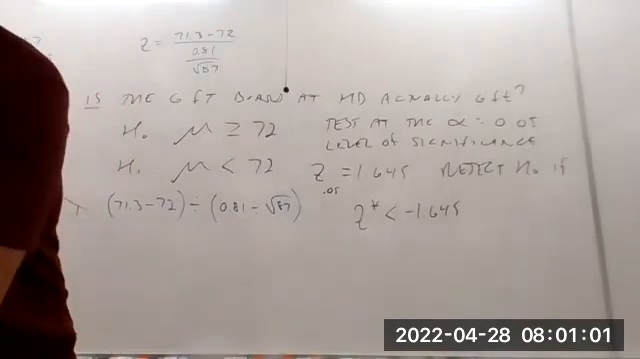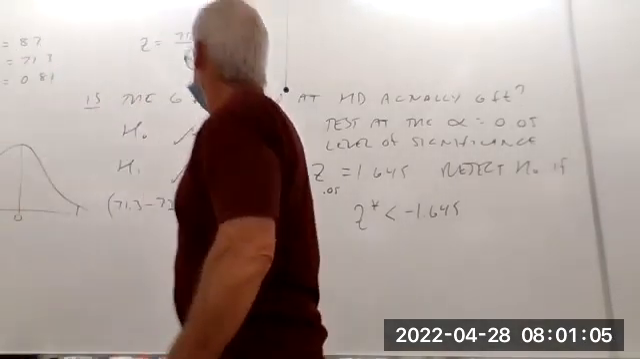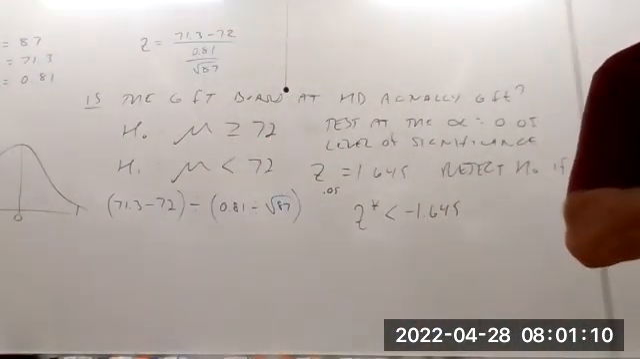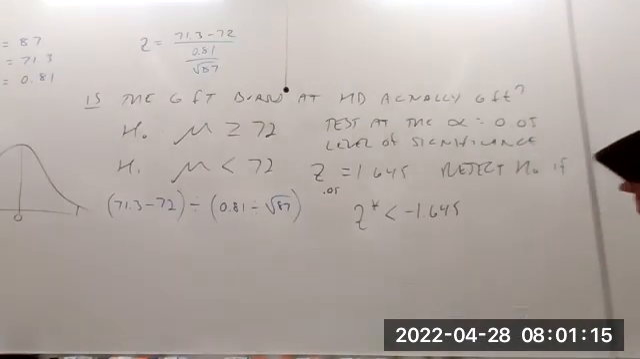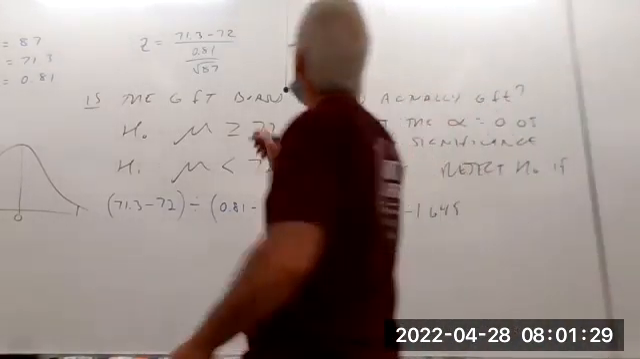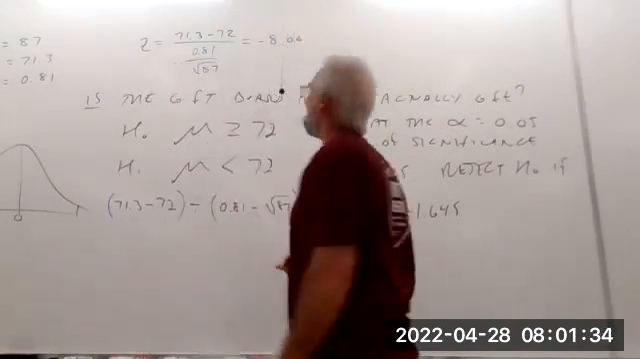Again, I have extra calculators as always. Now that's kind of important. So 71.3 minus 72. Tell me what you get. Negative 8.2. Okay, that's a Z value.